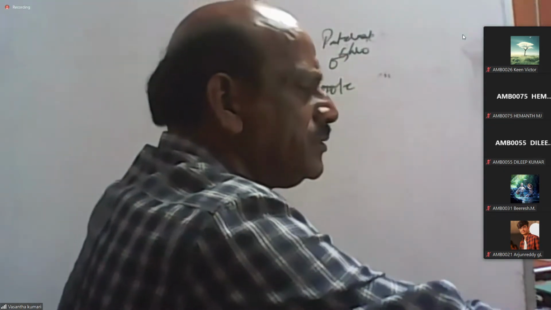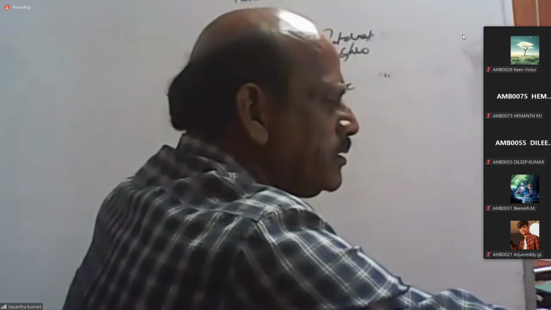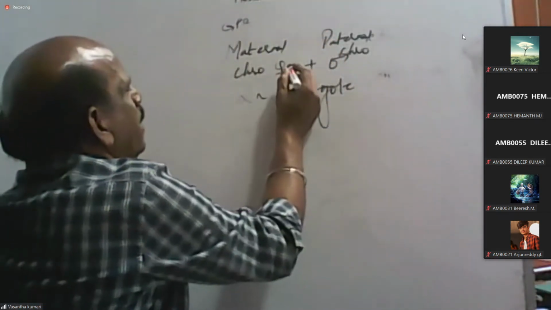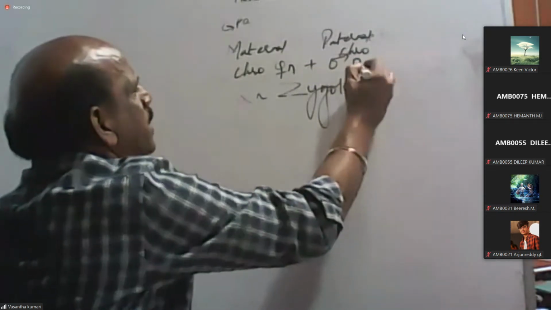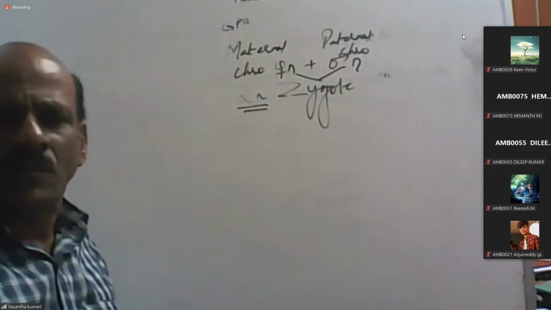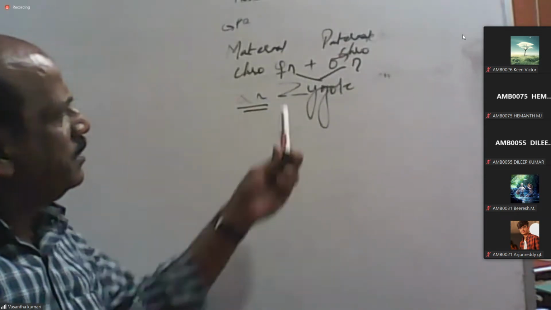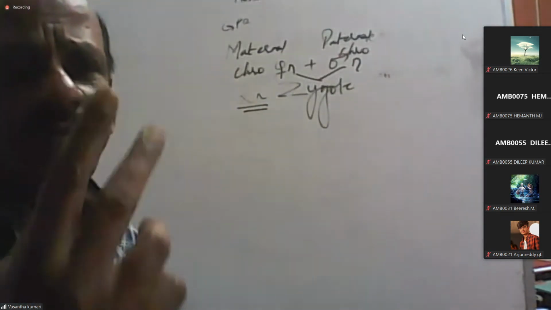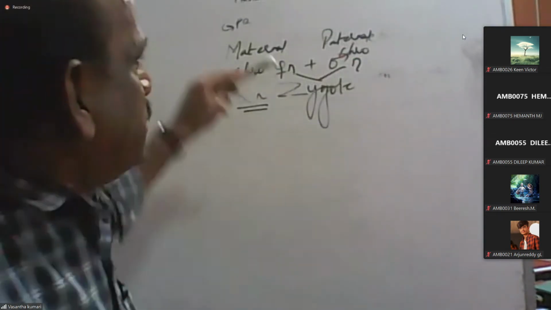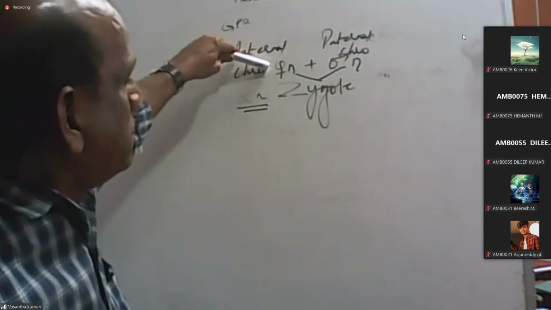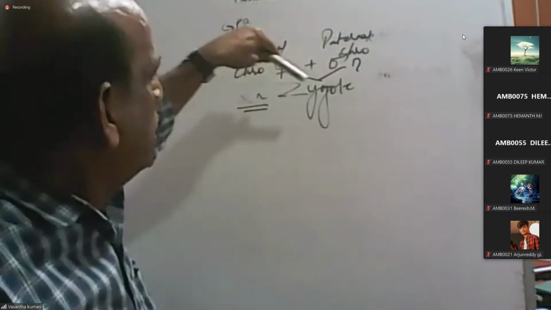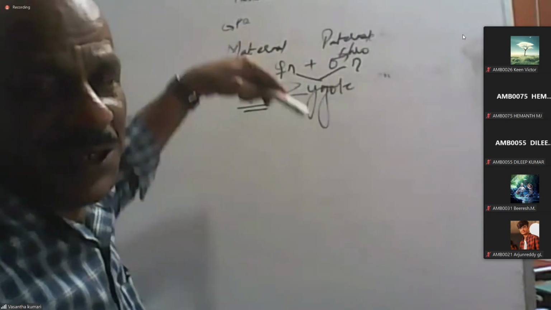Are you convinced? Gametes are haploids. The female gamete is N, the male gamete is N. These two fuse to give rise to the diploid. That means the zygote has two sets of chromosomes. One set of chromosomes we refer to as the maternal set, another set is the paternal set. The zygote will carry two sets of chromosomes.